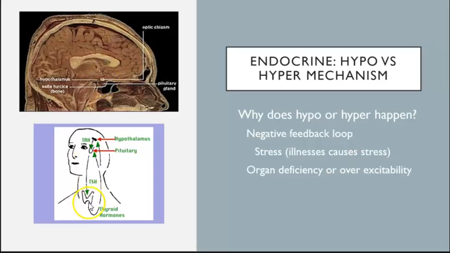Let's use this picture for example. Let's say our patient has too much T3, T4 out in their body, so they're becoming more hyperthyroid. The thyroid gland is then going to relay a message back up here saying, hey, pituitary gland or hypothalamus, please stop stimulating me to release more hormones. We are good right now. That is called a negative feedback loop.